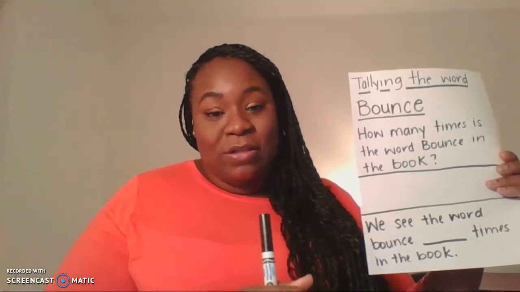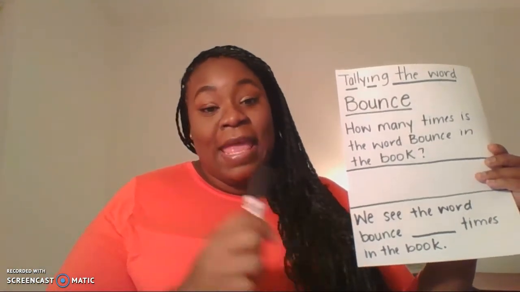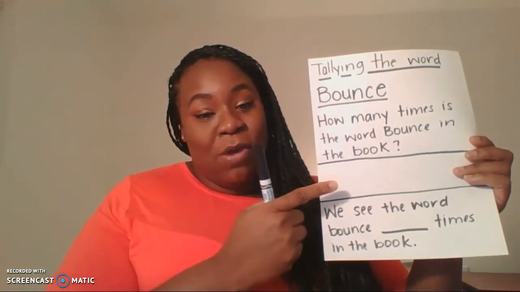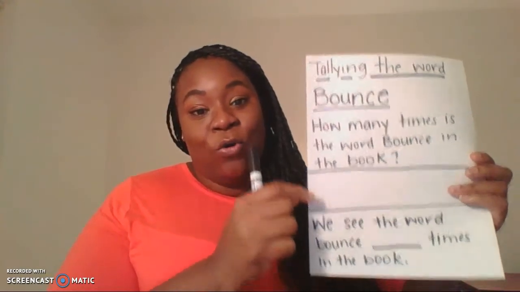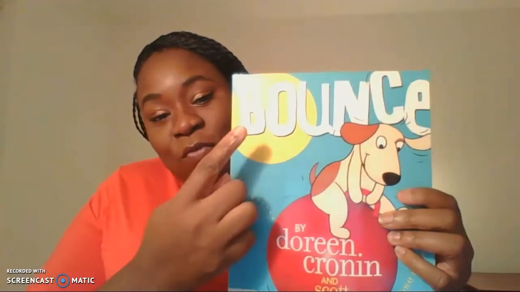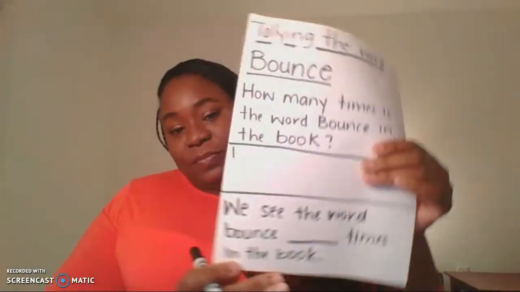Okay? So every time we see the word bounce, Miss Charles is going to make a tally mark. Now I'm going to be holding the book up, so I'm going to make the tally mark on the sheet. You won't see me make it, but I'll hold it up every time, okay? And we'll see how many times. So here we go. So we're going to, of course, write a tally mark for the word bounce on the front cover, okay? So I'm going to make one tally mark. One, okay?